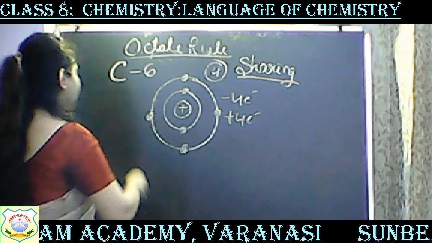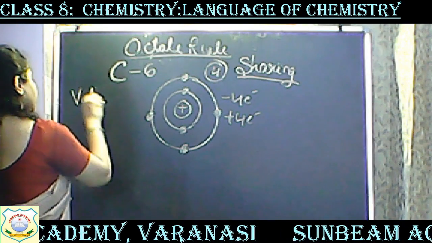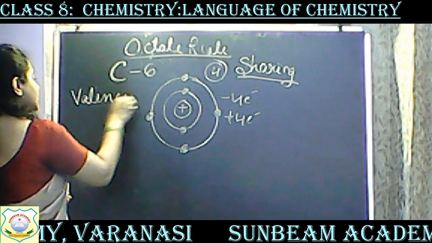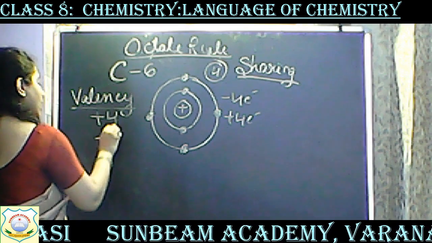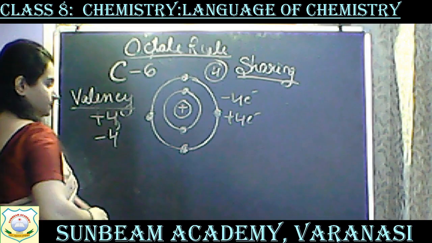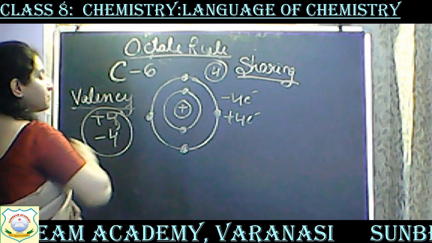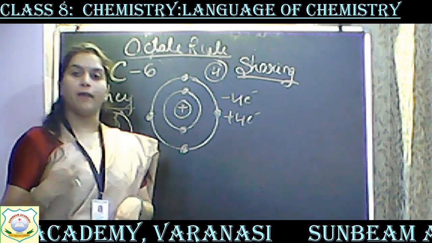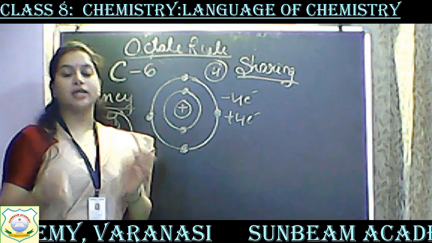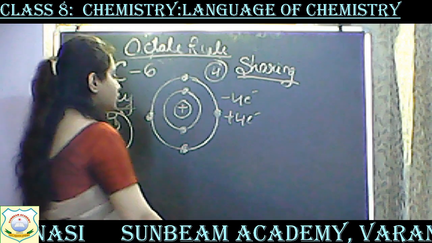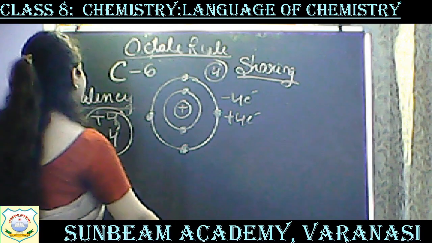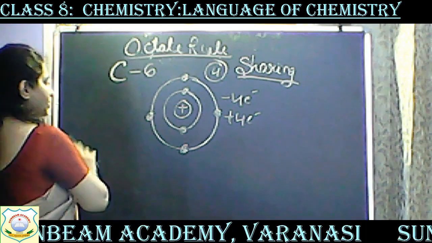So the valency of carbon will be plus 4 and minus 4 both. The valency of carbon can be both plus 4 or minus 4 because both possibilities are there. Got it? So now what is the sharing of electrons? Let's see.